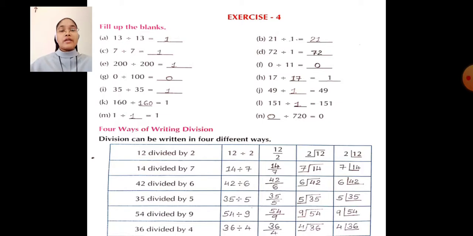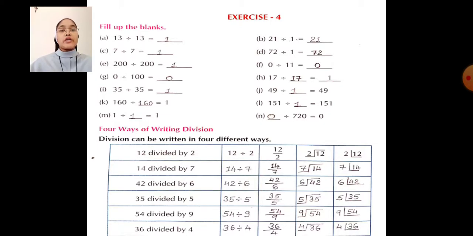Okay. Let's see. Fill up the blanks. 13 divided by 13 equal to dash. In the blank you have to write 1. 21 divided by 1 equal to dash. In the blank you have to write 21. 7 divided by 7 equal to dash. In the blank you have to write 1. 72 divided by 1 equal to dash. In the blank you have to write 72.